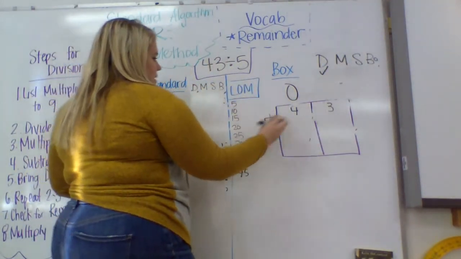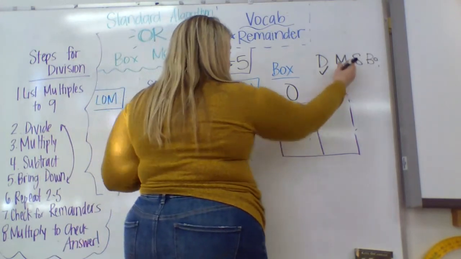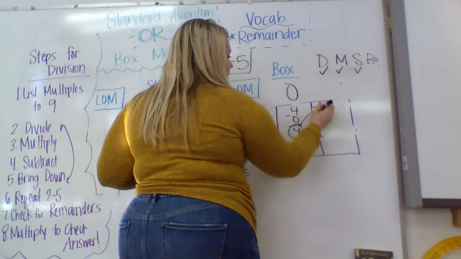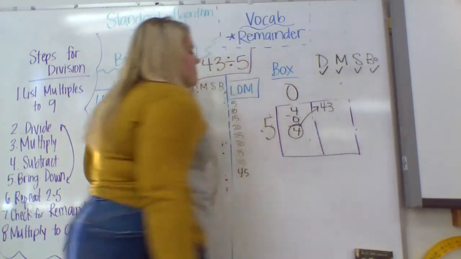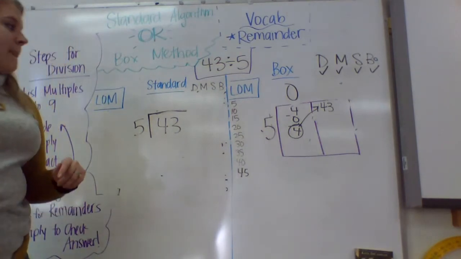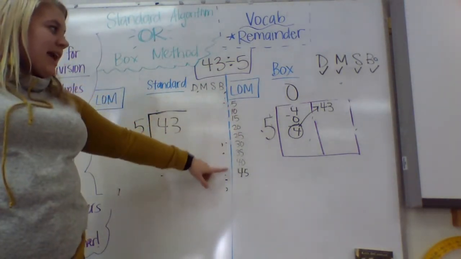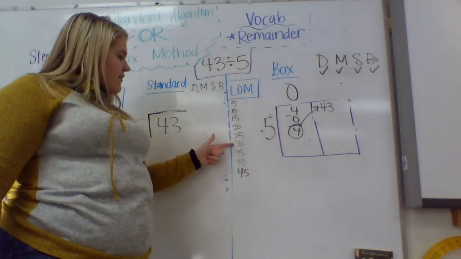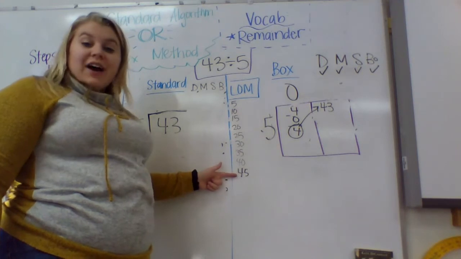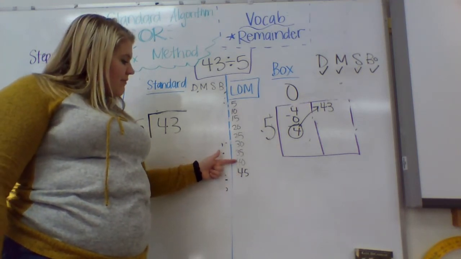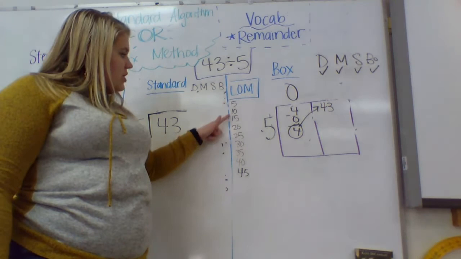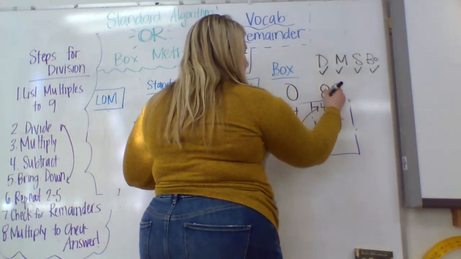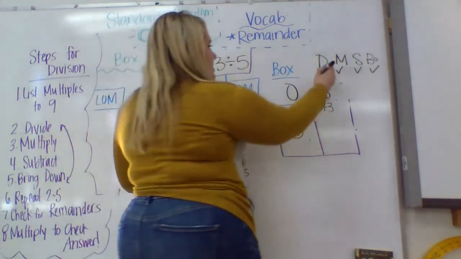Now we multiply. 0 times 5 is 0. 4 minus 0 is still 4. Now I have to bring the 4 over. So now I'm dealing with 43. How many times can 5 go into 43 without going over? 5, 10, 15, 20, 25, 30, 35, 40, I'm getting close. 45, that's too much. So 40 is the 8th multiple of 5. That means 5 can go into 43 8 times.